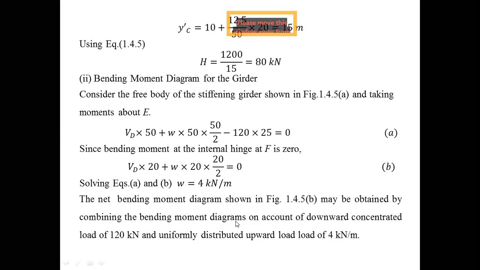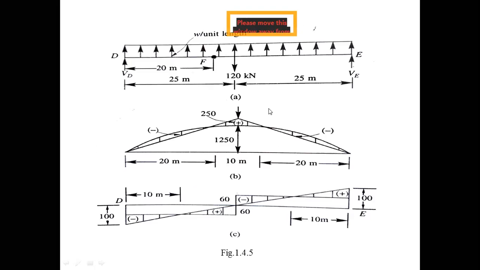Now let us, after knowing that H is 80 kilonewton, and you know how much uniform distributed load it transfers to the cable, 4 kilonewton per meter, from these two you can draw the bending moment diagram. Let us see how to draw. Let us take what is 1250. WL square by 8 for a simple beam.